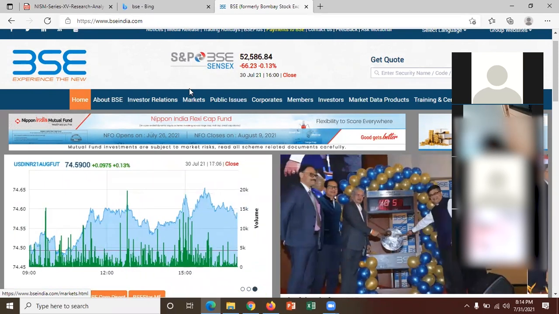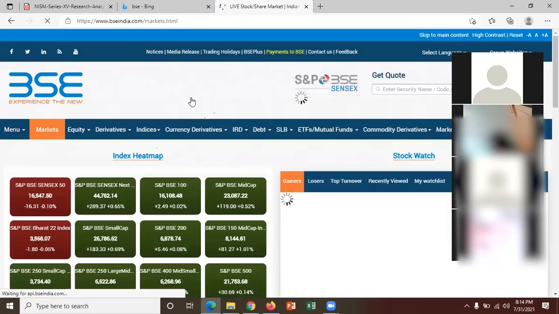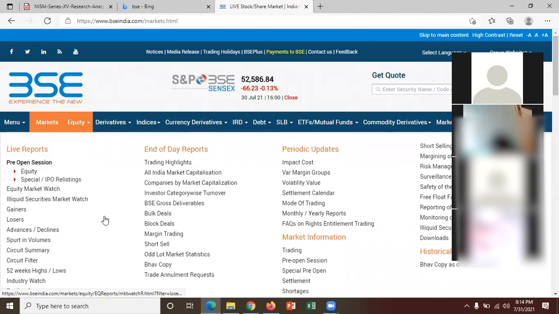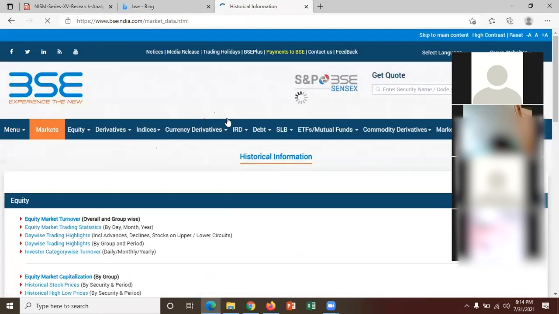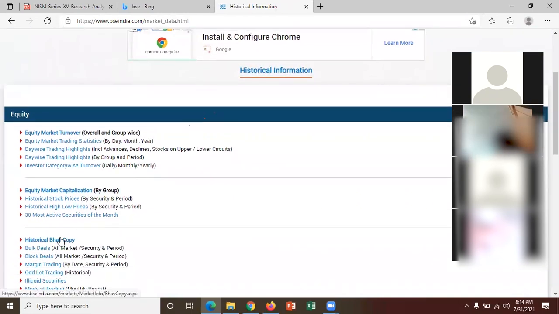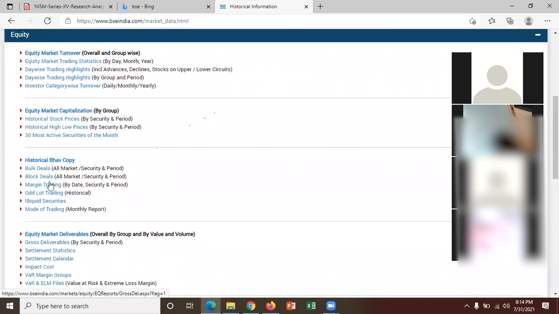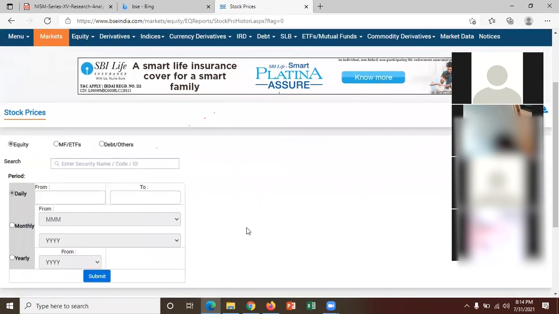See, how would you download? Go to the markets, go to the equity, go to the historical data, under the equity market capitalization, historical stock prices. And here you can download the historical data.